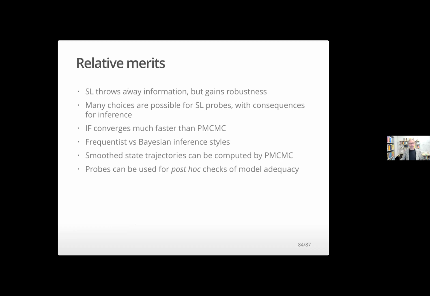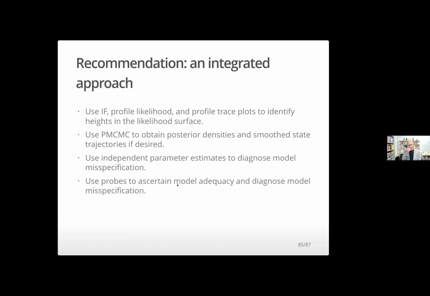These probes do turn out to have a great value for post hoc checks for model adequacy. So I can talk more about that if there's interest. So what I think is the best way forward is an integrated approach using iterated filtering and profile likelihood to identify the heights in the likelihood surface, using particle MCMC to obtain Bayesian posteriors and smooth state trajectories if those are needed. And independent parameter estimates can be used to diagnose misspecification, and probes as an additional way of looking into the predictions of the model.